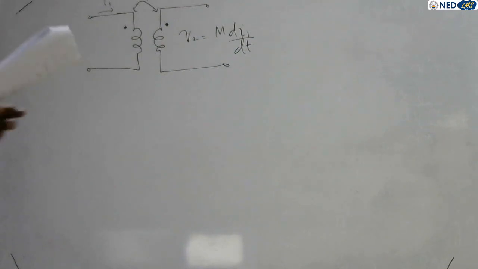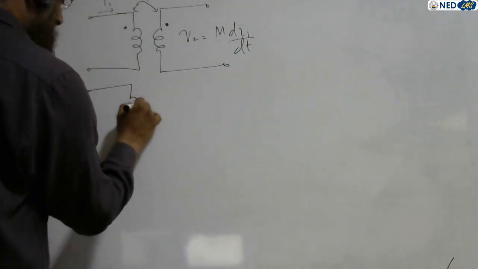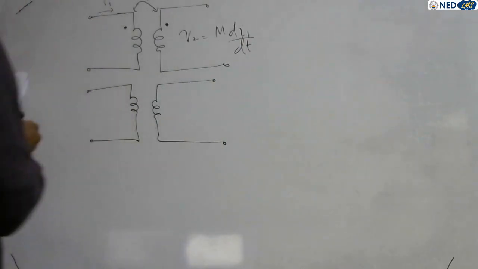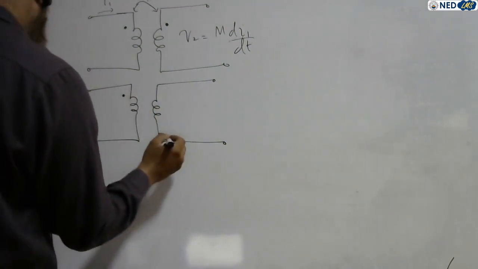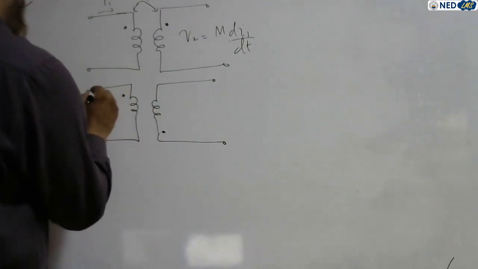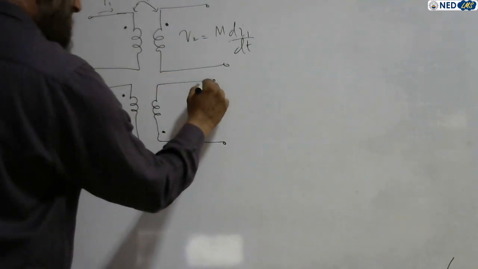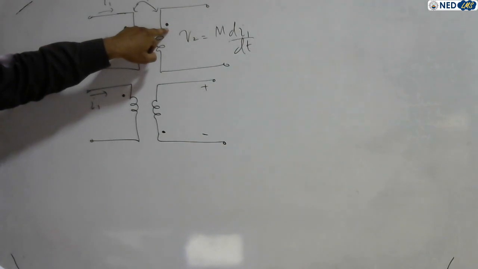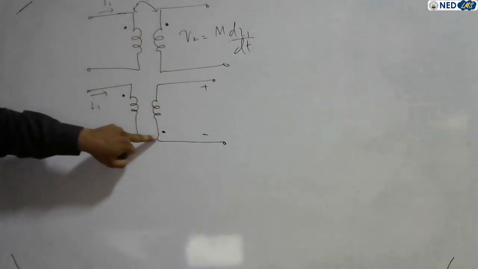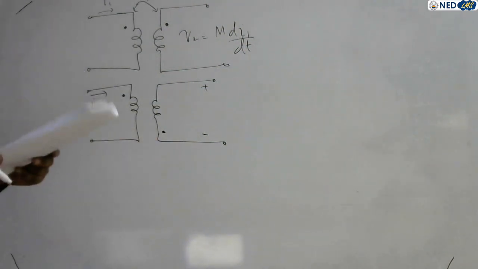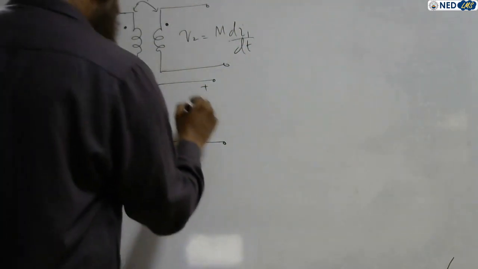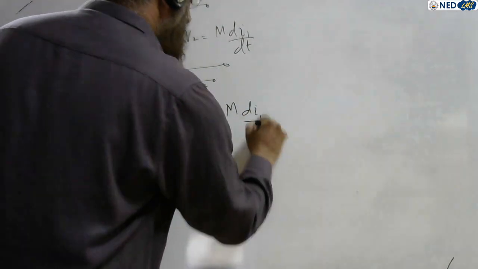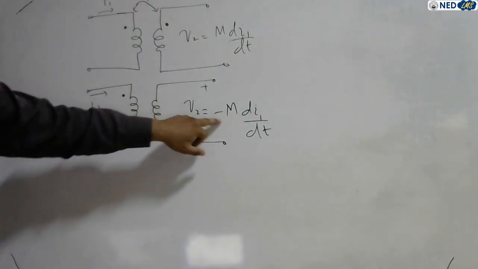So the mutual is positive. Second case: in the second case, what I did, yes, you can guess, I altered the dot. In the first case, the dot was placed at the top, but now in the second case, the dot is placed at the bottom. So the mutual induced voltage in the secondary coil is V2 equals minus M di1 over dt. Why this minus? Because the configuration changes.